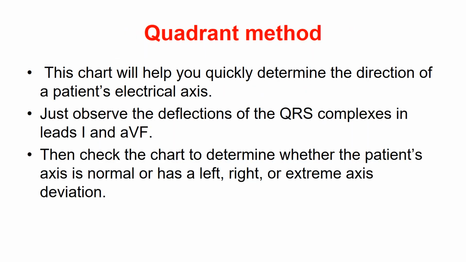Quadrant method. This chart will help you quickly determine the direction of a patient's electrical axis. Just observe the deflections of the QRS complexes in leads 1 and AVF. Then check the chart to determine whether the patient's axis is normal or has a left, right, or extreme axis deviation.